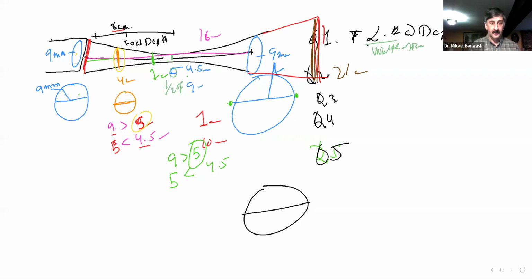Let's say this, because this was 8. Another 8 would be 9 or 16 centimeters. So we can say, if you, for instance, add another 5 centimeters, it's 25 centimeters or 21 centimeters. Clear? Okay.